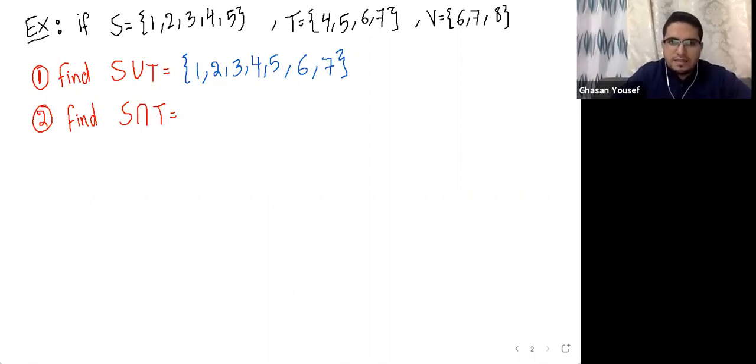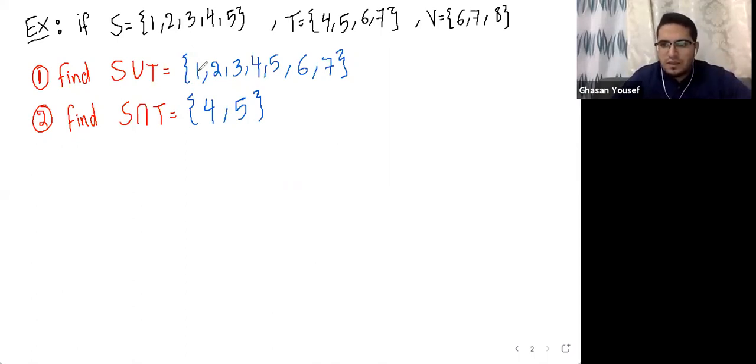For example, S and T here. What is the common element between S and T? If we look, 1 is not common between S and T. The 2, the same thing. The 3 is not common. But the 4, it's a common element between S and T. So this element belongs to the intersection. So this is here, 4. The 5, what about the 5? Yes, the same thing, 5. And that's it. So the intersection between the two sets is the common elements between both sets.